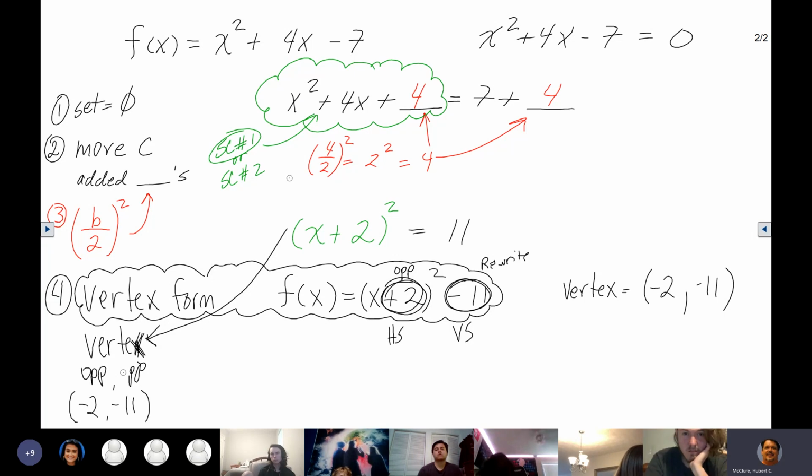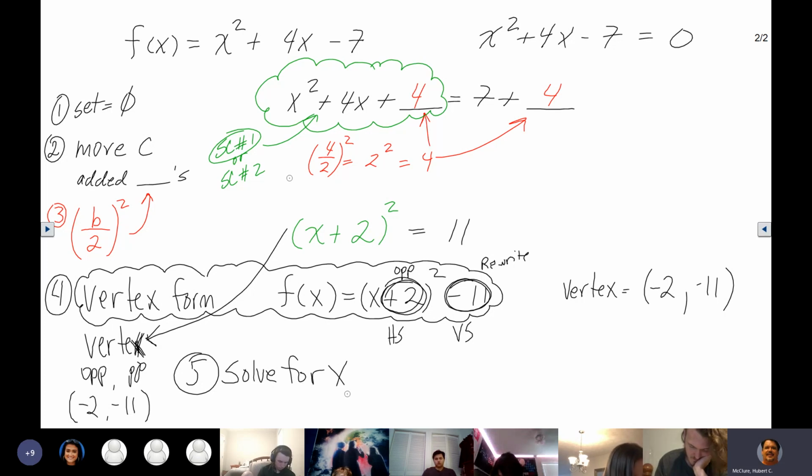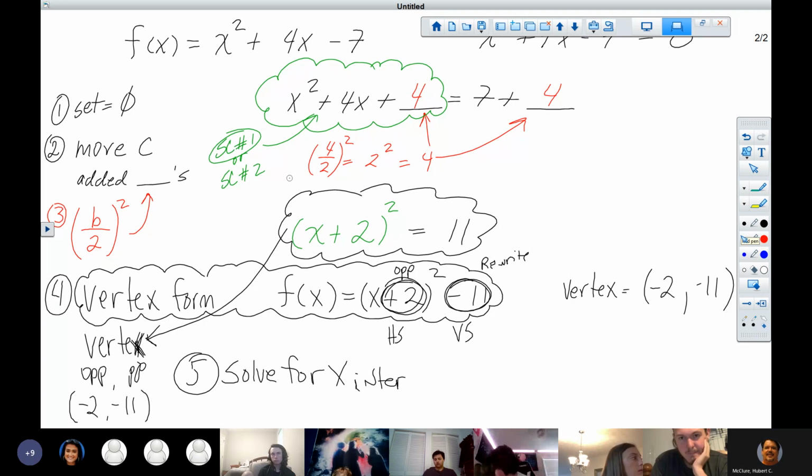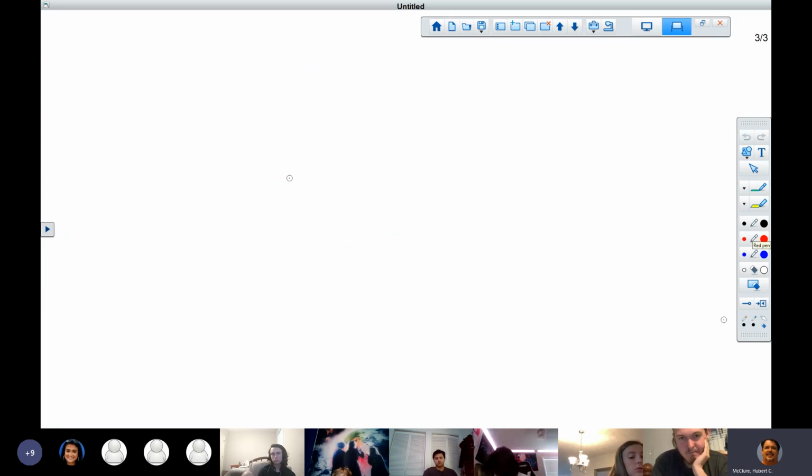And the third, the fourth, the fifth thing, and we're going to do it on the next page, solve for X intercepts. In the book, they call it the solution. Okay? So you're going to solve this problem right here on the next page. We're going to solve that for the X intercepts. So X plus 2 quantity squared is equal to 11.